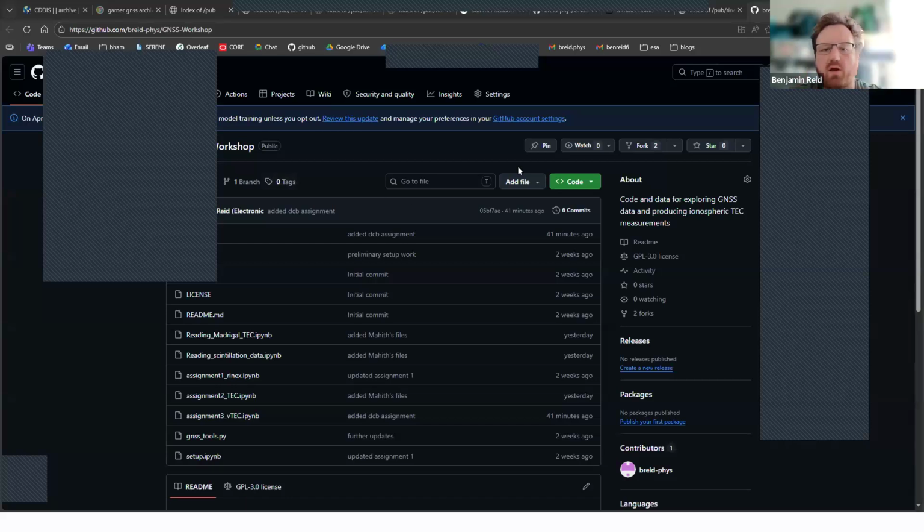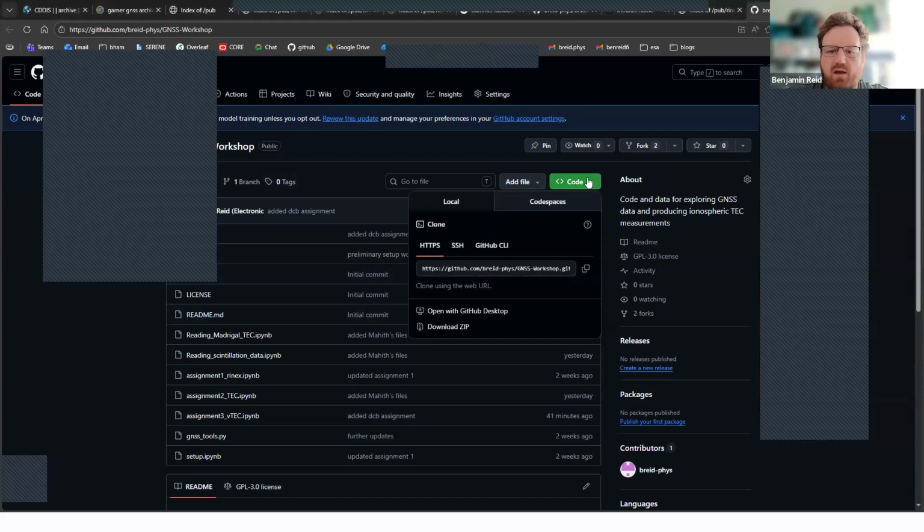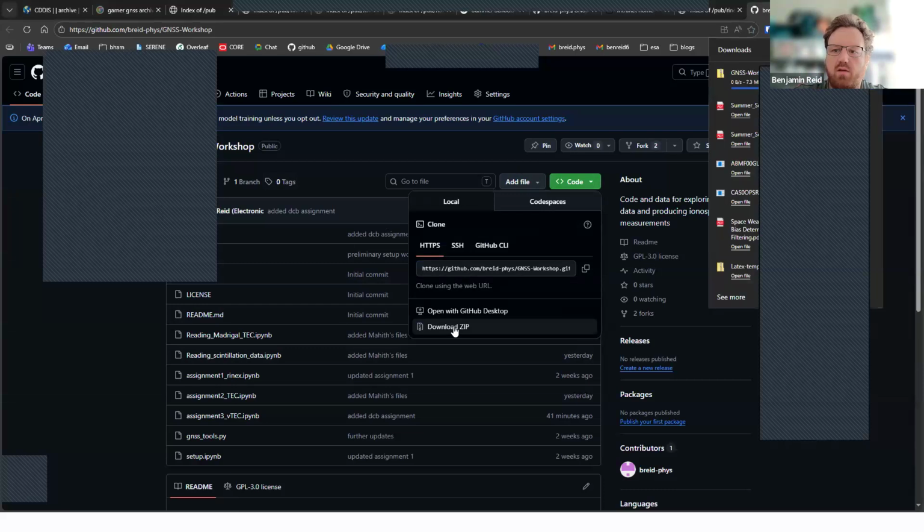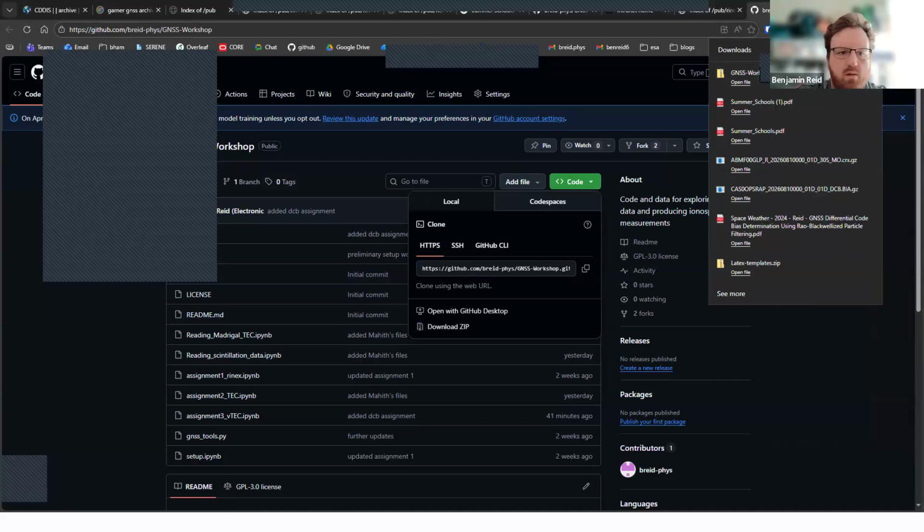Yeah, if you can't do it that way, you can always just click here and download as a zip file, right? And then you can open that up. Oh, does that not work? Yeah, just do the zip way then.